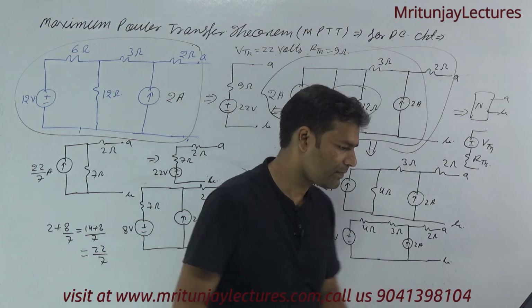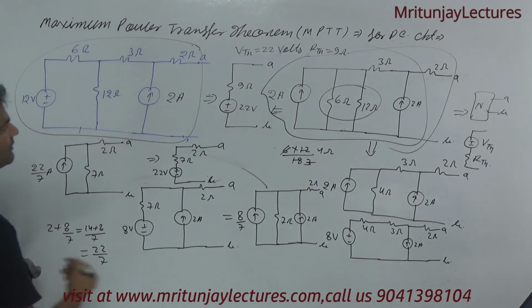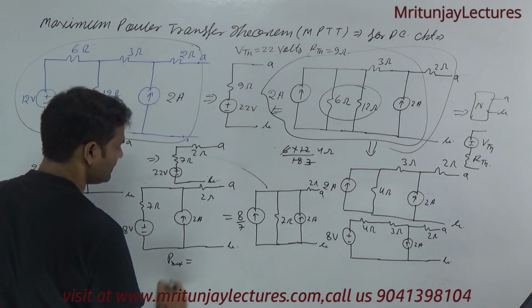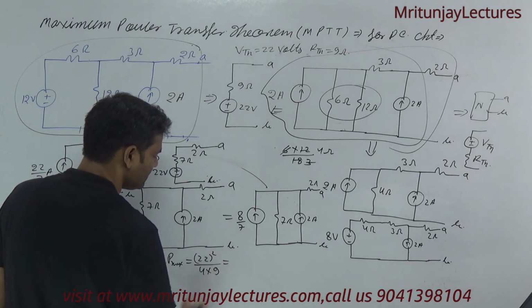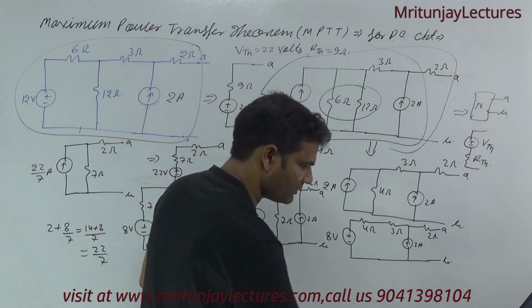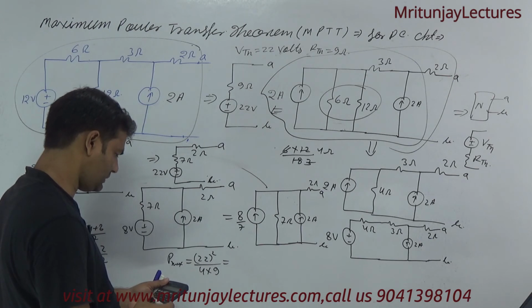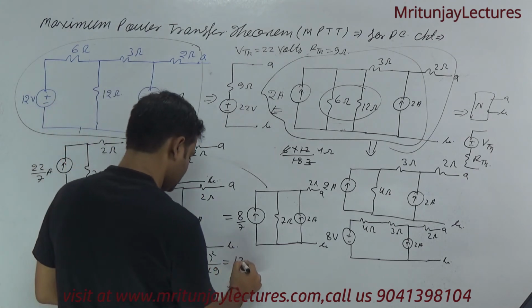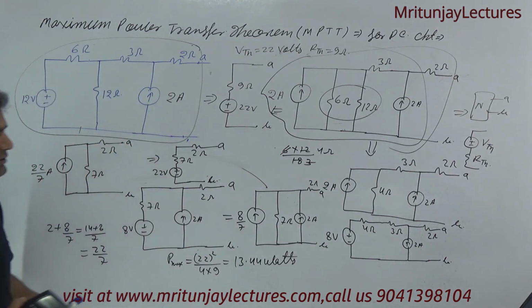First of all, make a note, and after that, what about P max? P max will equal VTH square, 22 to the whole square, divided by 4 into RTH, that is 9. So we got 22 squared divided by 4 divided by 9, we got 13.44 watt. This is the final answer. Make a note. After that we focus on another question.